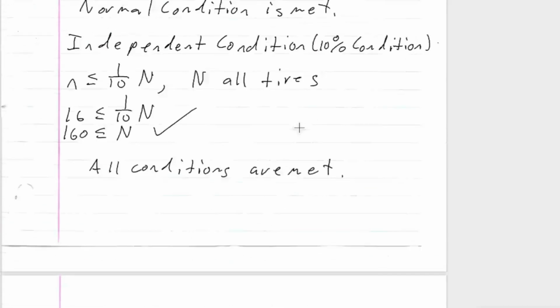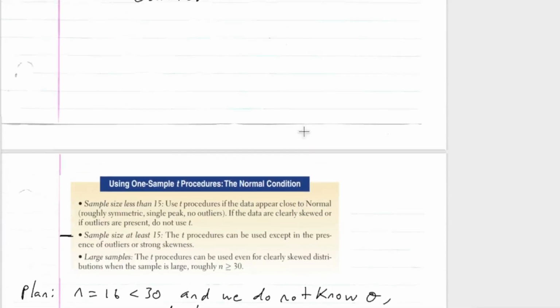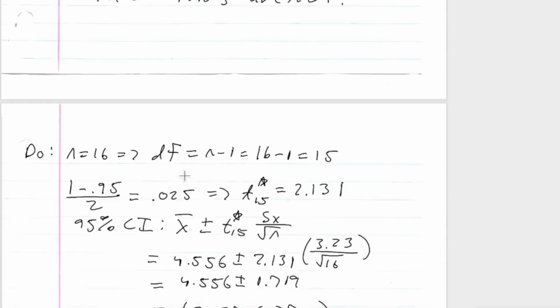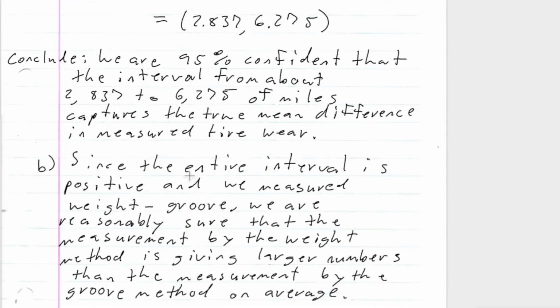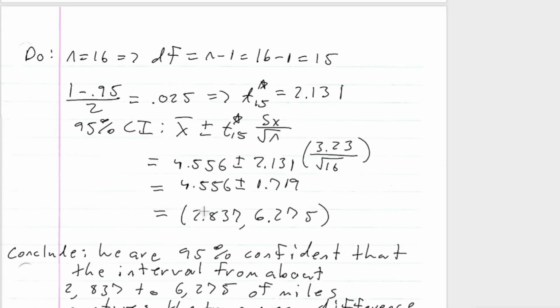So for part B, it asked us, does your interval in part A give convincing evidence of a difference in the two methods of estimating tire wear? Justify your answer. Well, surely it does, right? Because the average population mean is between 2,837 and 6,275.